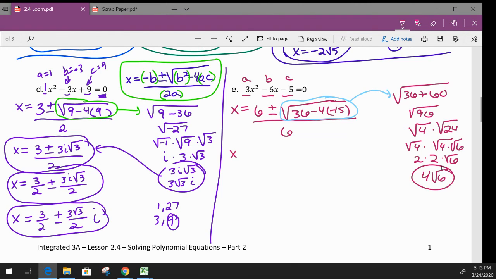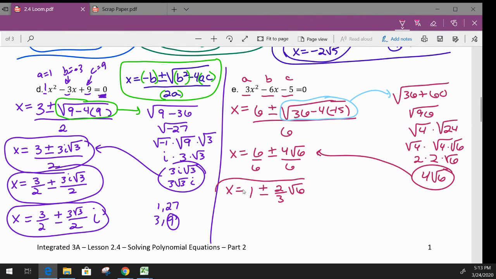All right, so going back now over here, I have my 6 plus or minus 4 square root of 6, and my denominator is 6. So I'm going to divide both parts by 6 and reduce. So 6 over 6 is 1, plus or minus the 4 over 6 reduces to 2/3, and then square root of 6. And that is my exact value.